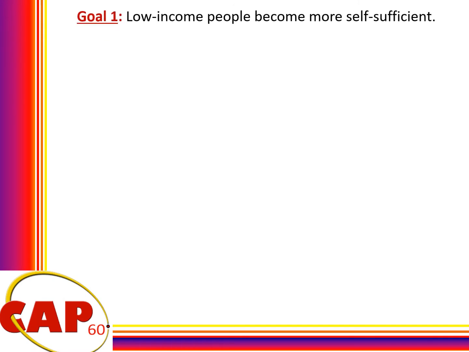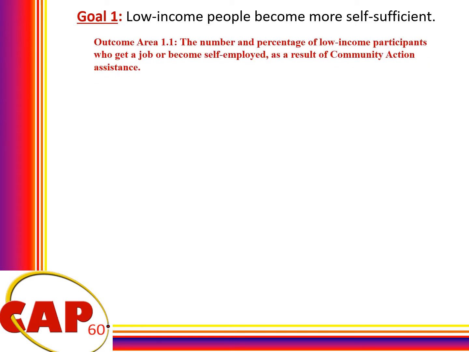Let's break down Goal 1 further to determine how you will be using these NPIs. Outcome Area 1.1, the number and percentage of low-income participants who get a job or become self-employed as a result of community action assistance. Use the following NPIs, or National Performance Indicators, in CAP60 based on the participants' outcomes. NPI 1.1A, unemployed and obtained a job. Our programs assisted the participant in gaining employment.